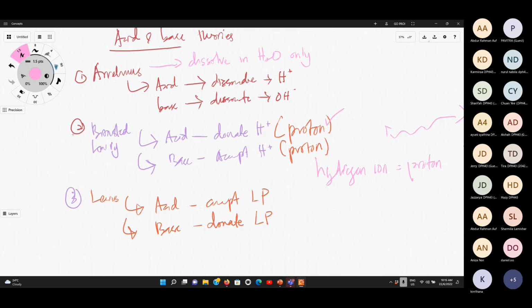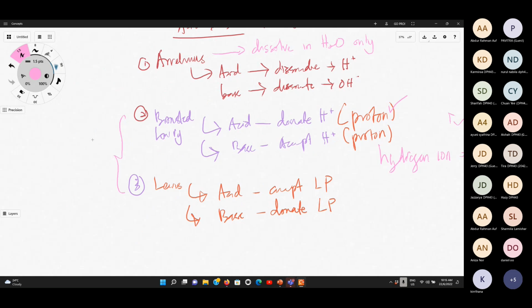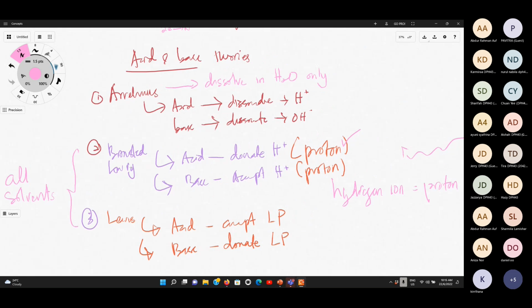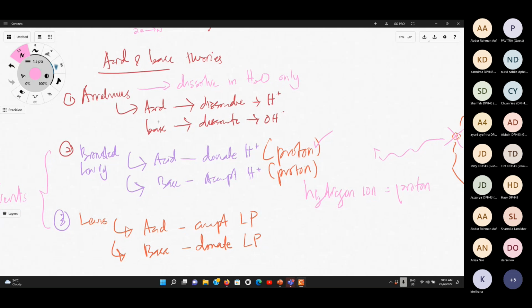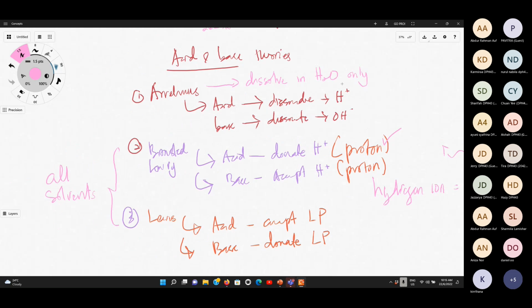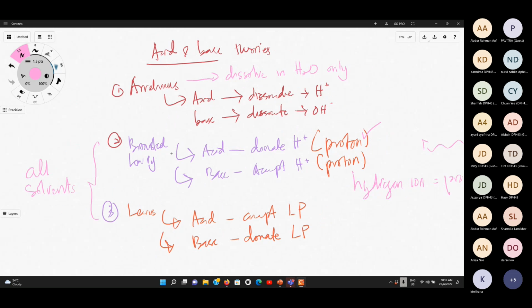So dalam Bronsted-Lowry and juga Lewis ni, they cover all other solvents. All solvents. So pada zaman Arrhenius ni, most solutions, most chemical solutions are prepared in H2O only. Tapi as we move forward, as we develop our theory lagi dengan lebih lanjut, kita tahu some solutions are better kalau dia dilarutkan menggunakan solution solvent yang lain.